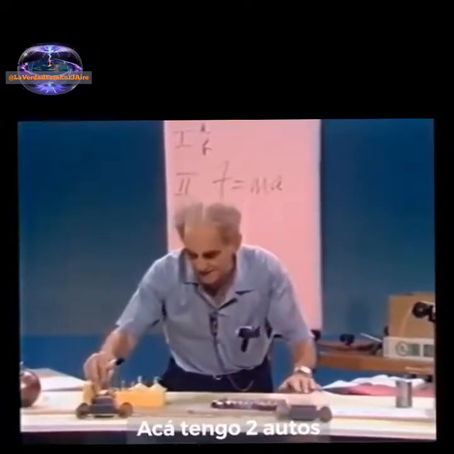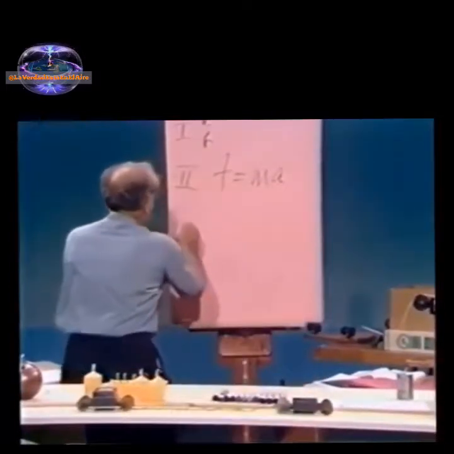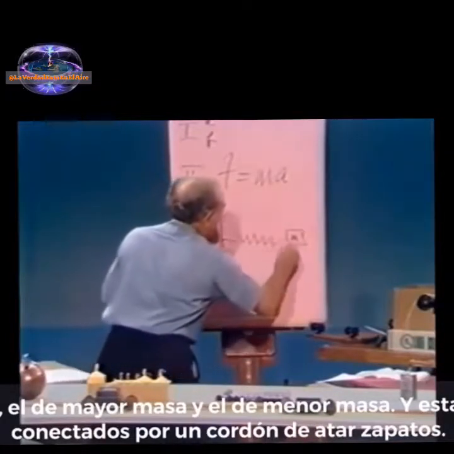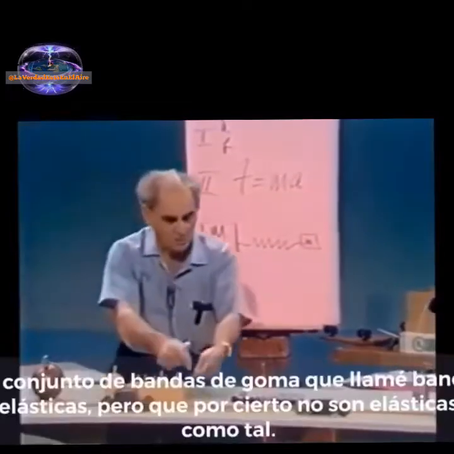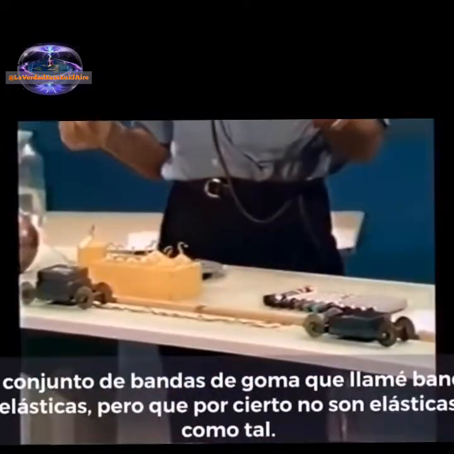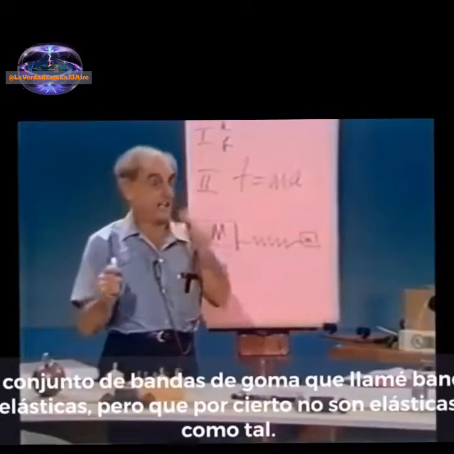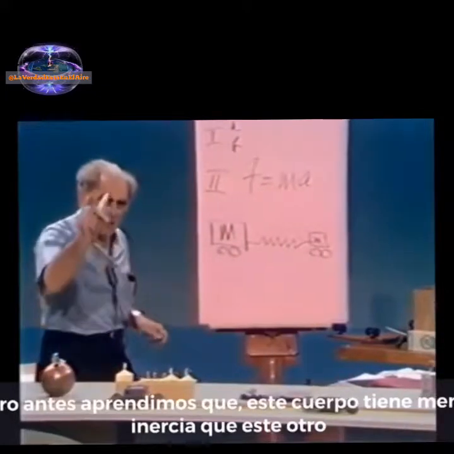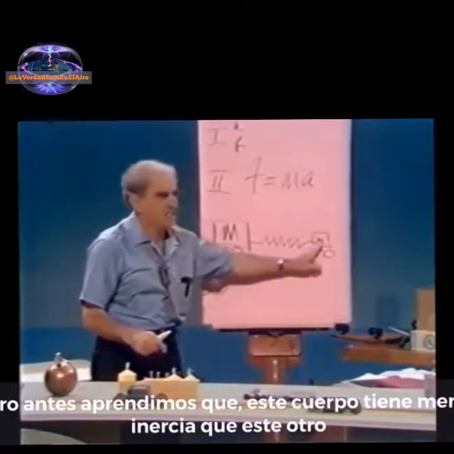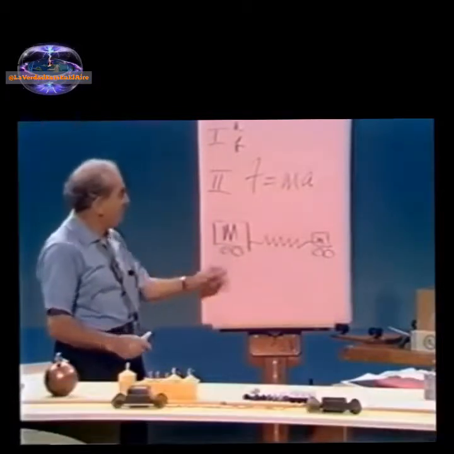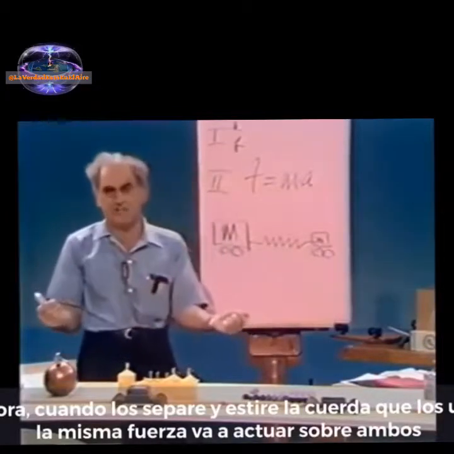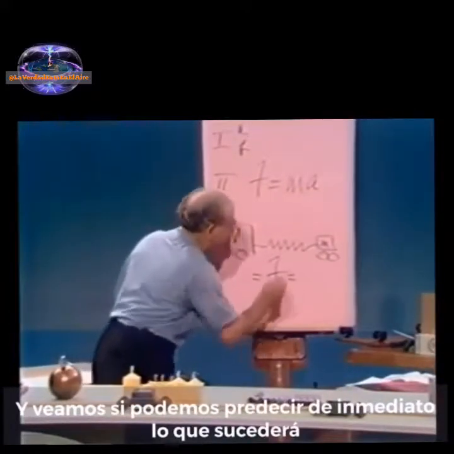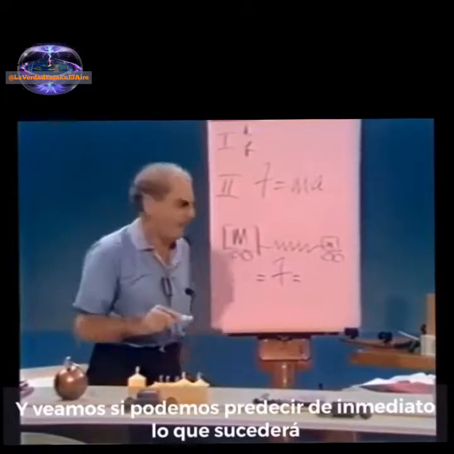Here I have two carts, a heavy one, a massive one, and a less massive one, and they are connected with a pseudo-spring, an array of rubber bands, which are called elastic bands, but which incidentally are inelastic. Now they are on wheels so that they move rather freely, but we learned earlier that this one has less inertia than this one. Now when I pull them apart and stretch the spring between them, the same force acts on both. And let us see if we cannot at once predict what will happen.